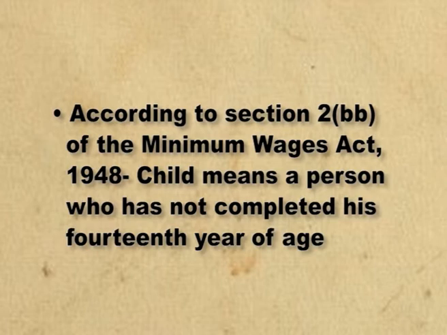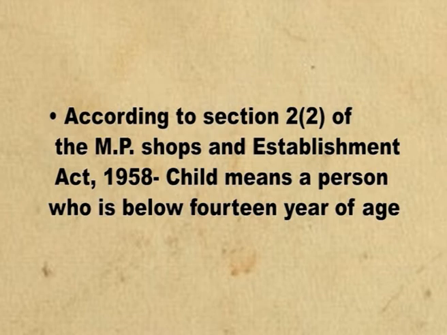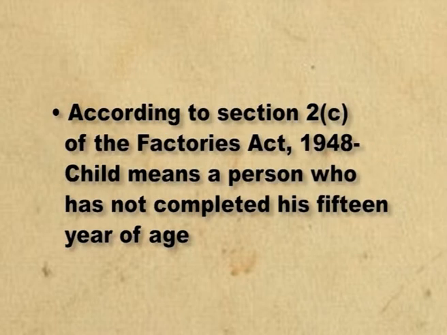According to section 2BB of the Minimum Wages Act 1948, child means a person who has not completed his 14th year of age. According to Section 2 of the MP Shops and Establishment Act 1958, child means a person who is below 14 years of age. According to Section 2C of the Factories Act 1948, child means a person who has not completed his 15th year of age.